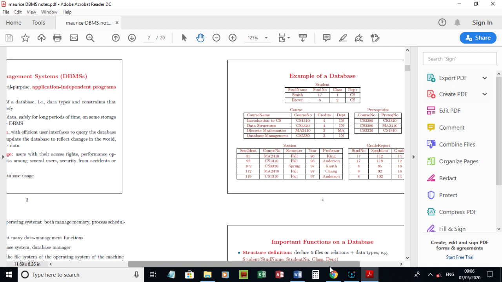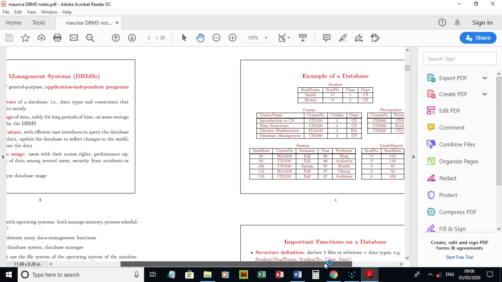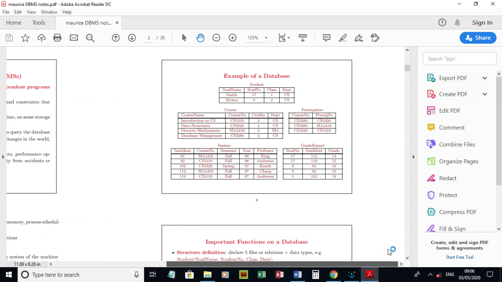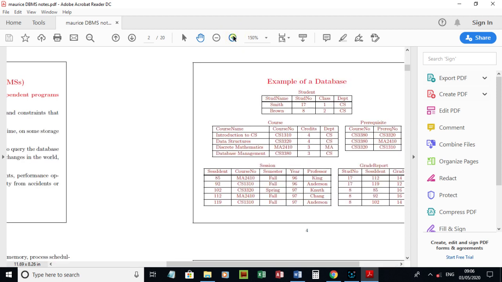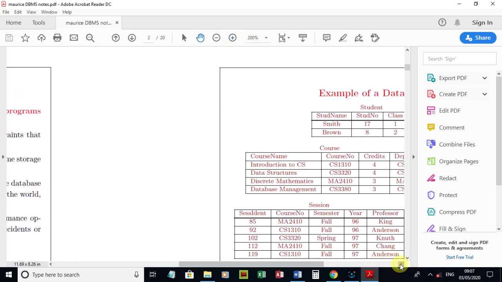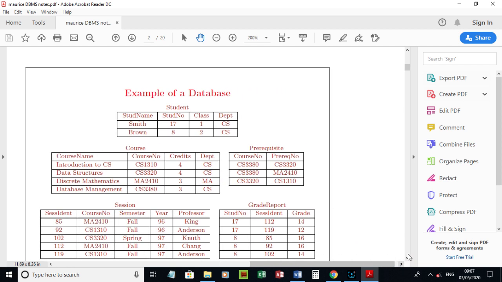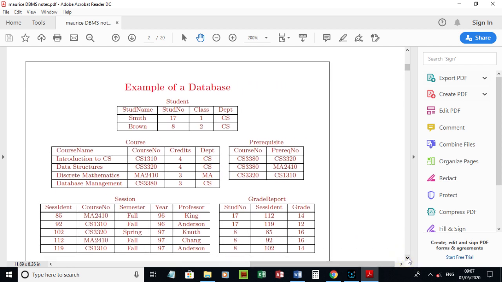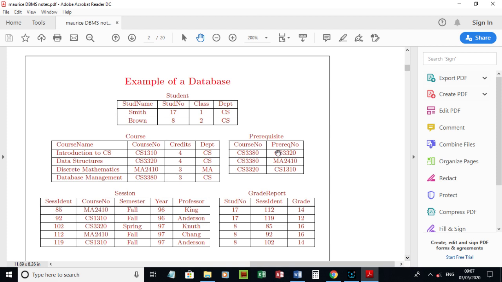Right, so this is our table. Okay, this is our table. I'm giving you examples of a database. It's the same as a table. Remember, I started from the ER diagram. Look at the students. All right. So this is the student. Okay. This is the student.